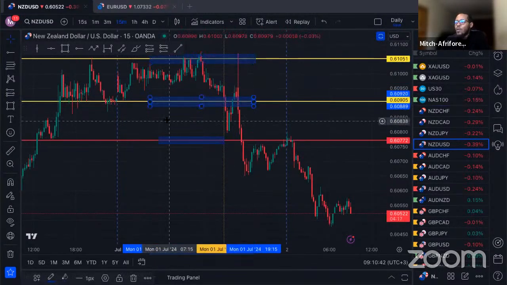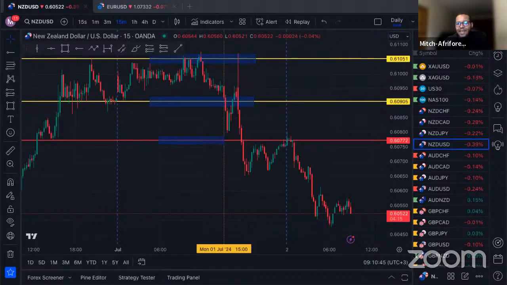But the main thing we had wanted to see was that if the price had actually broken this area to the upside, we wanted to see the price coming back in and holding above. That would have given us a much better buying opportunity.